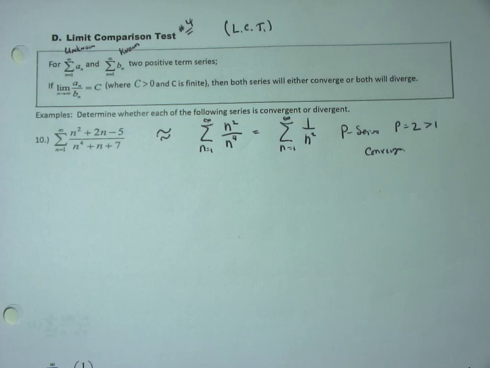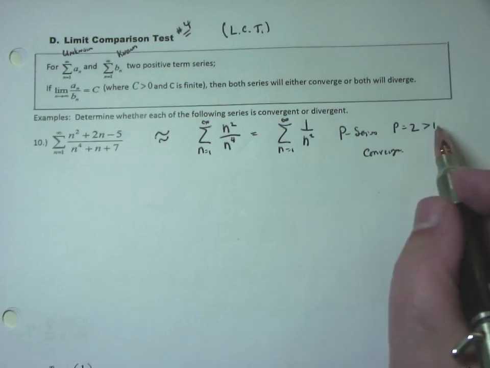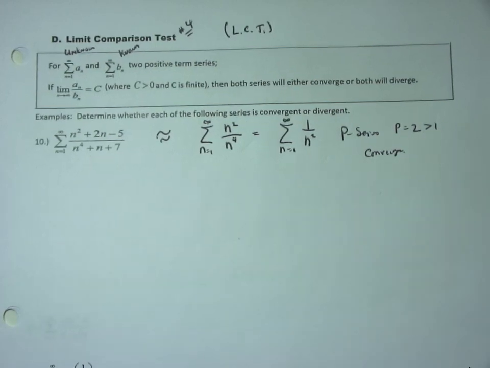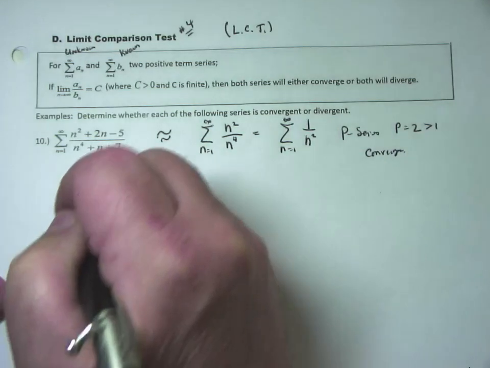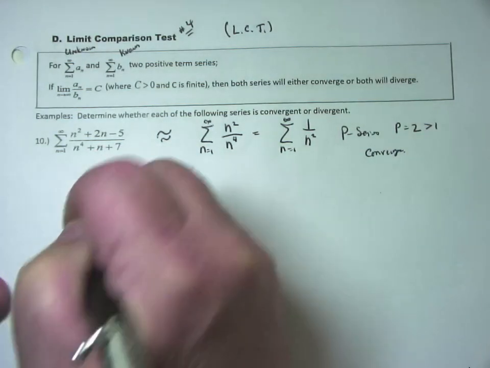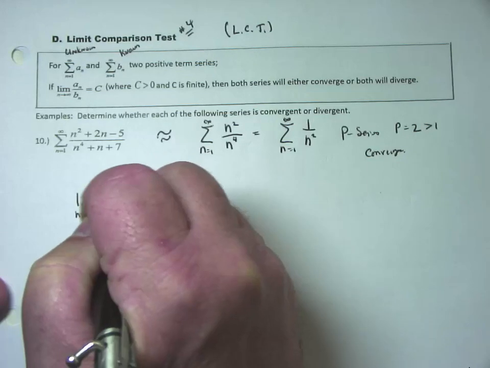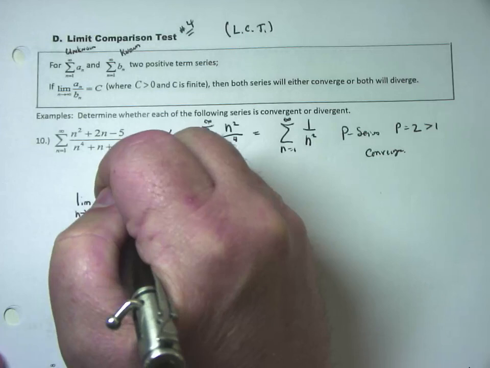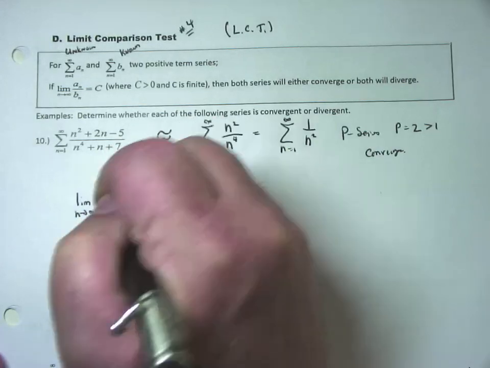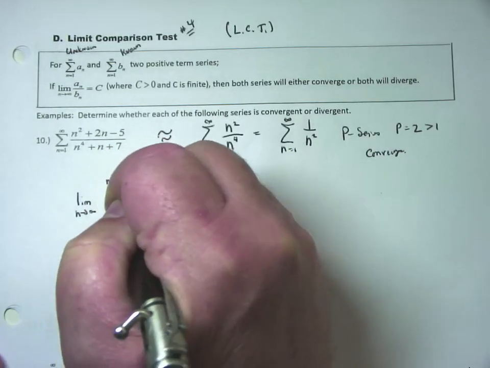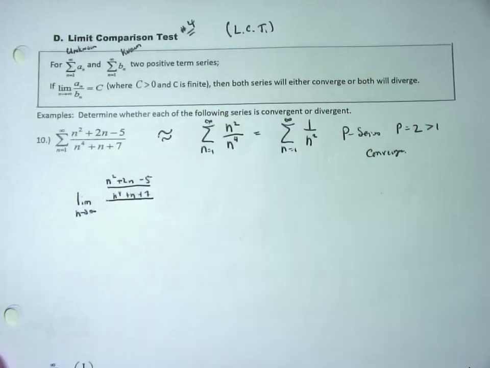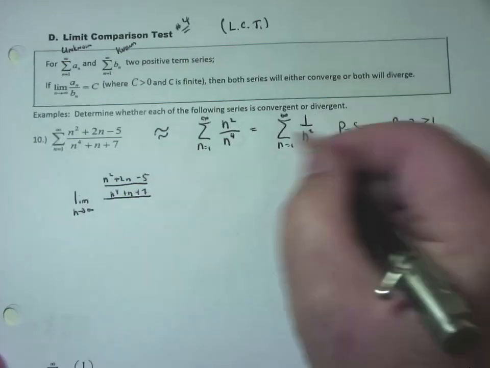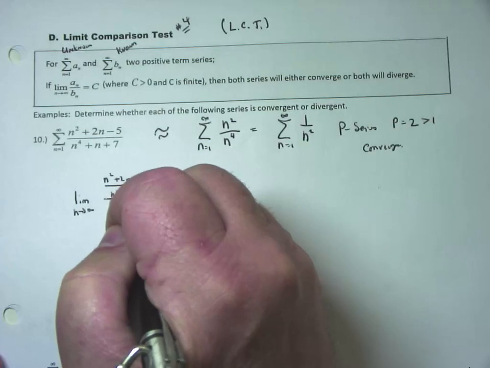So here we go. This is a p-series, p equals 2, which is greater than 1, so this p-series converges. Now what you're going to do is take the limit as n approaches infinity of the ratio of the unknown, which is the big guy typically, over the known, which is the small guy. Unknown over known. The unknown is n squared plus 2n minus 5 divided by n to the fourth plus n plus 7, divided by the known series. The sequence part of the known series is 1 over n squared.